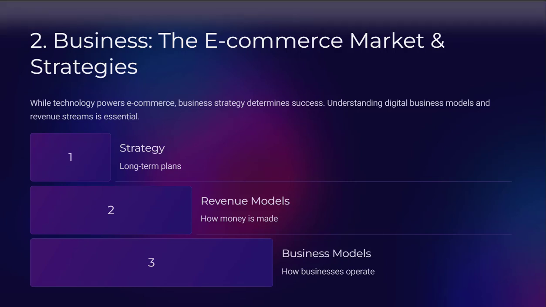The strategy is the long-term plan that guides a business. The revenue model refers to how companies make money in the e-commerce market, and the business model refers to the ways in which an e-commerce business operates, right? So strategy is a long-term plan to guide the business to reach its objectives, revenue models are how companies make money to survive and grow, and business models are the way in which e-commerce businesses operate, right?